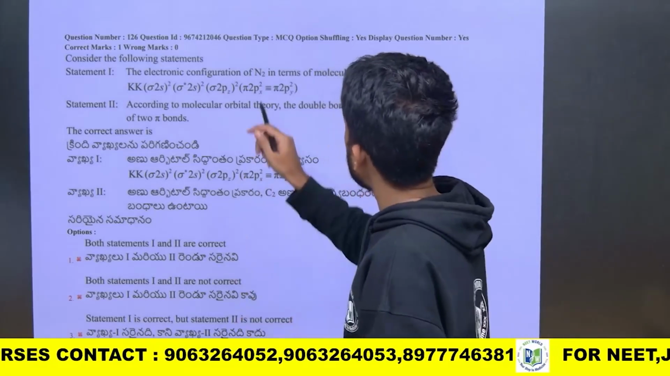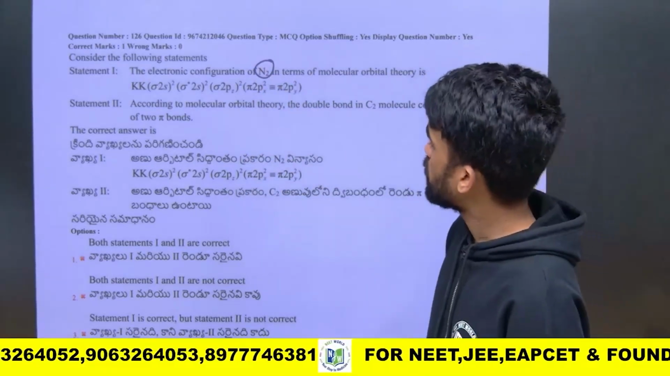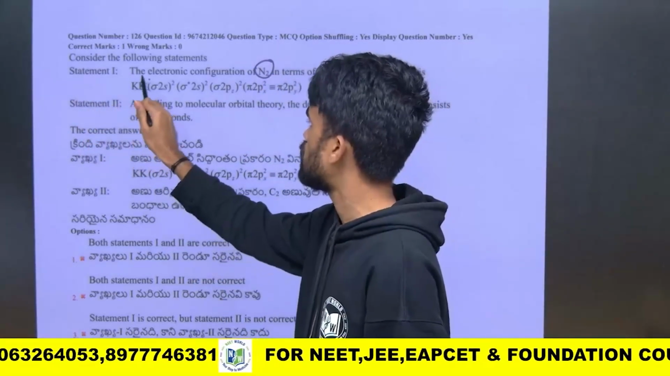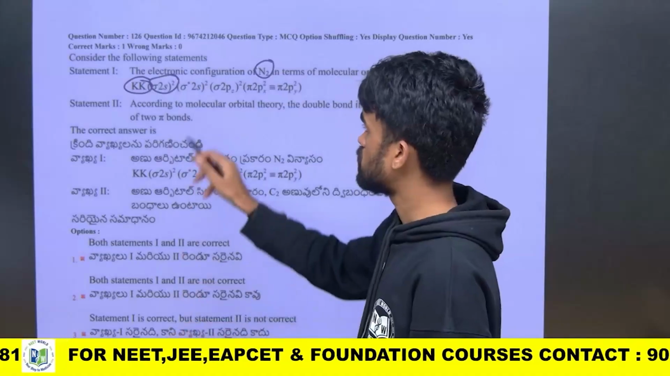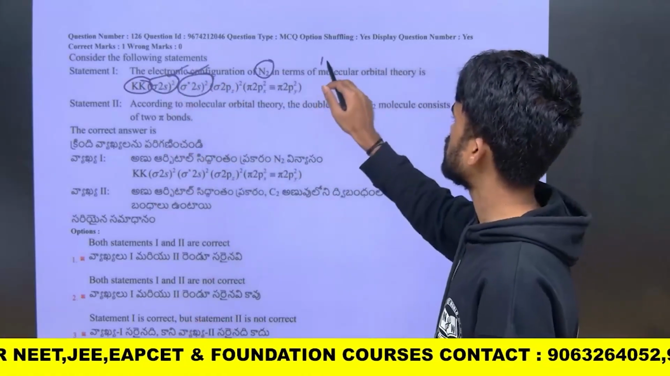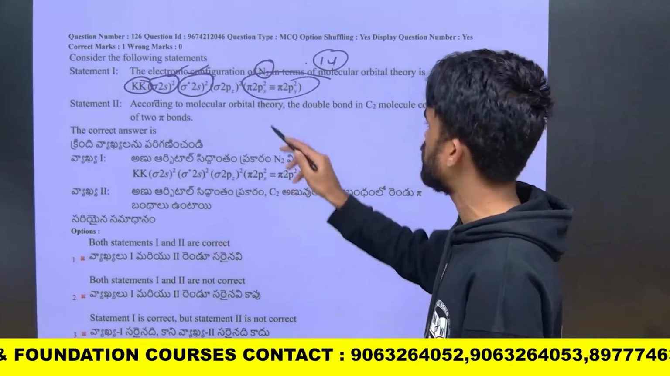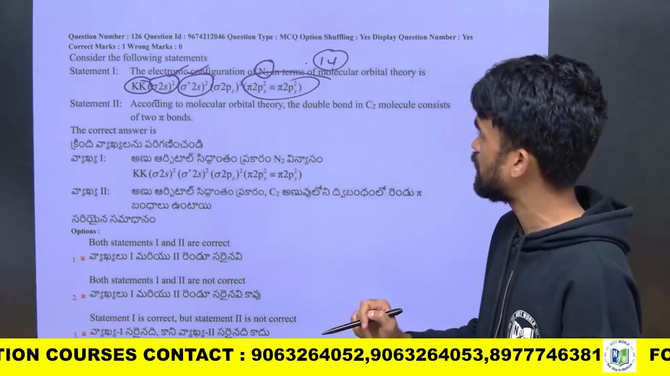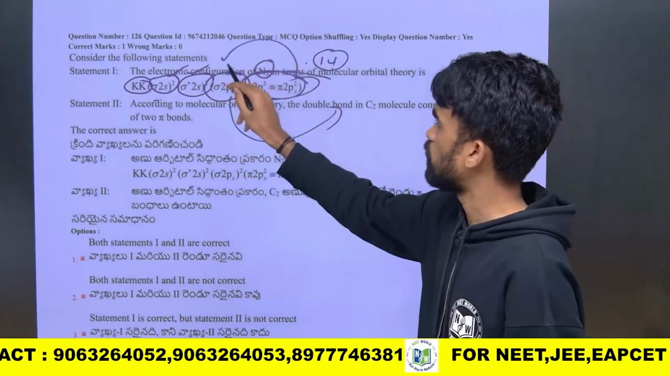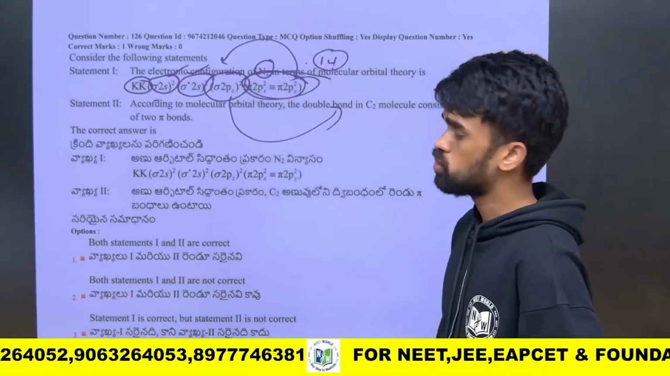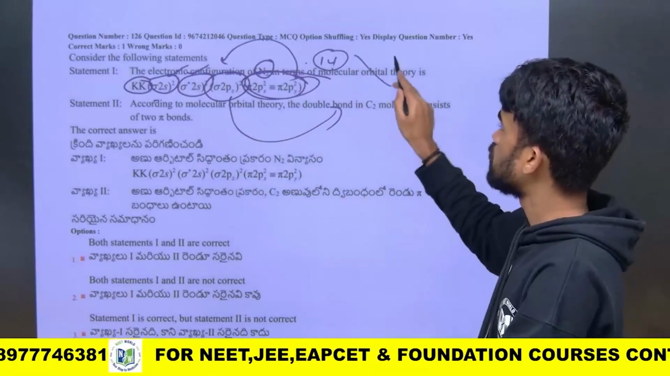The electronic configuration of N2 in terms of molecular orbital theory: we can write sigma 1s2, sigma star 1s2, or else write KK, which represents the first energy level orbitals. Then sigma 2s2, sigma star 2s2. There are 14 electrons, so up to here 8 electrons are over. After this we should fill the pi orbitals, pi 2px equals pi 2py, which are degenerate orbitals. After filling these, we fill sigma 2pz. So pi comes first, then sigma 2pz, but the order is given in reverse, so this filling is incorrect.